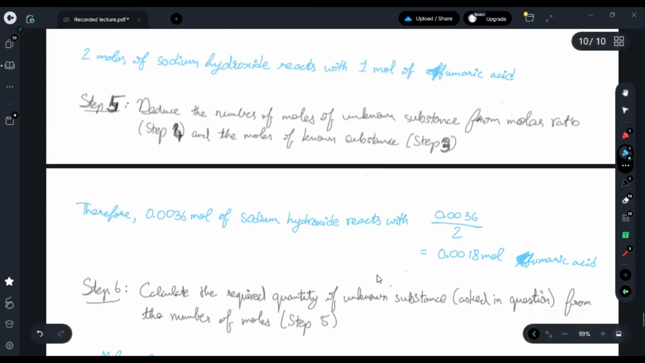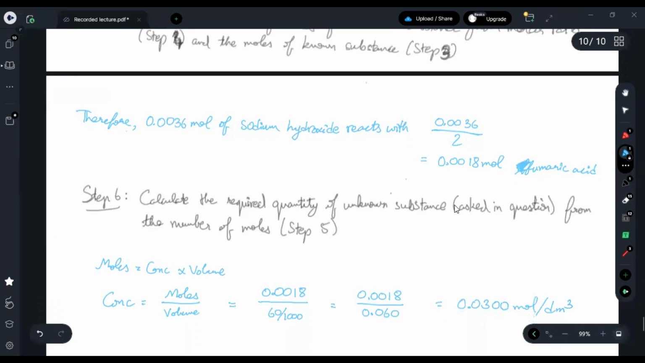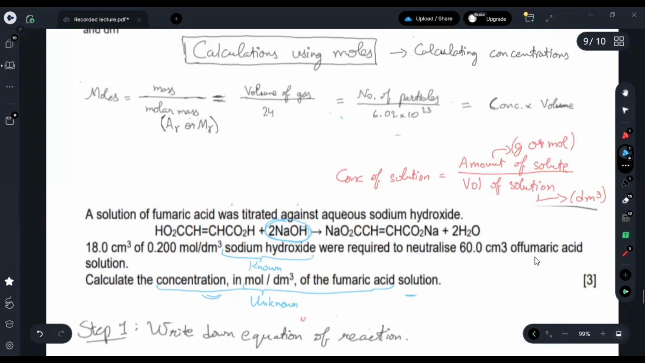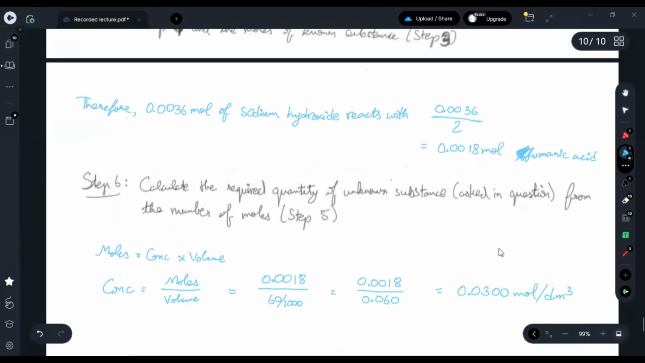Okay, so moving on to step number 6, in which now we have the moles of that fumaric acid, for which there was an unknown quantity which we had to find. So that was the concentration of fumaric acid. So the formula is moles equals concentration multiplied by volume. We know the moles now from the above step. The volume is already given in the question, which is right over here, that fumaric acid 60 cm cube was neutralized. So this is the volume of the fumaric acid.